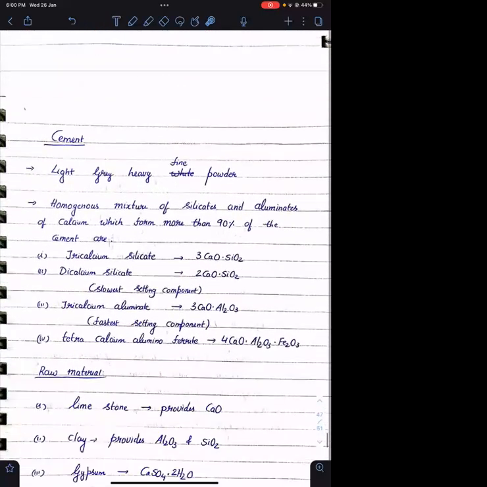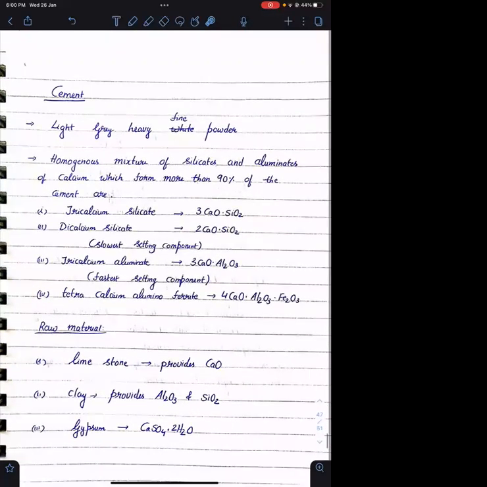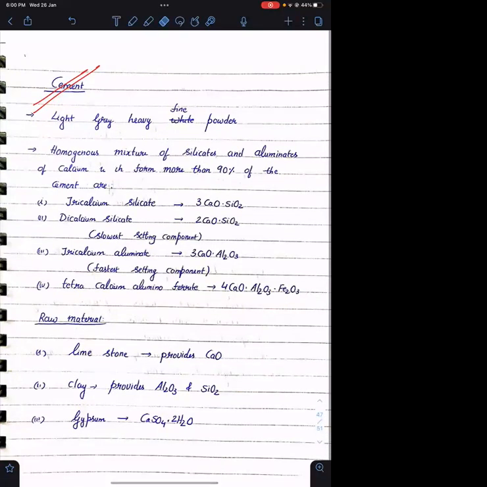Last very important compound, cement. It is a light gray heavy fine powder. I hope everyone knows this. Cement is a light gray heavy fine powder. Very important: cement is made up of silicates and aluminates of calcium. The composition of cement, more than 90% of it, is contributed by silicate and aluminate of calcium. Silicate means the form of SiO2, aluminate means it is made up of Al2O3. Okay, silicate and aluminate of calcium.